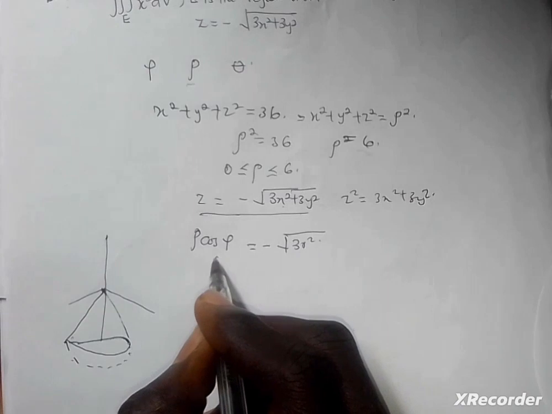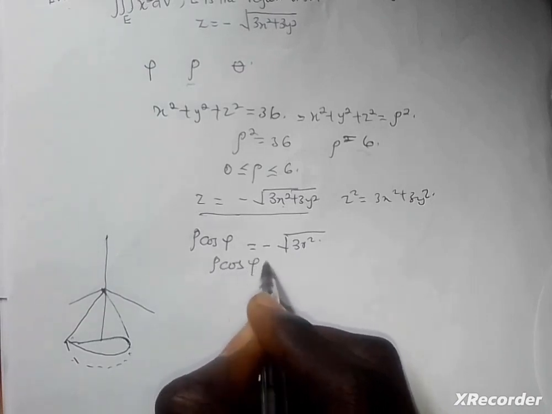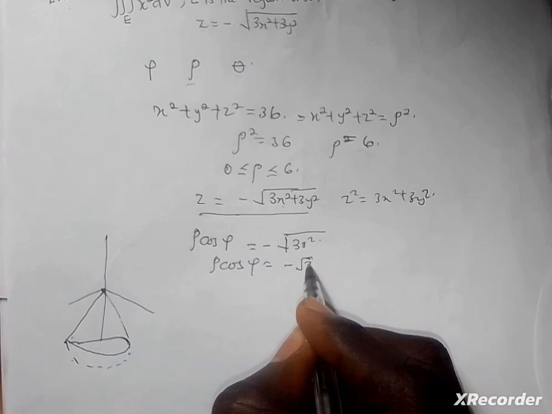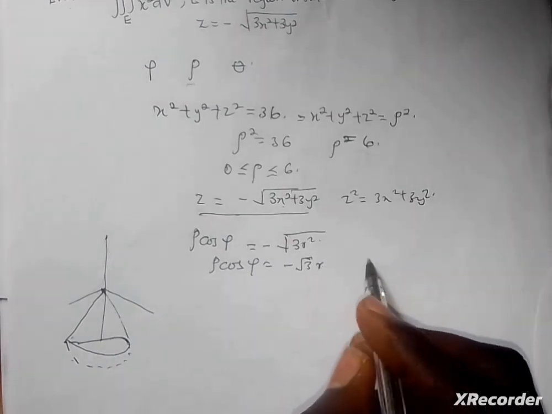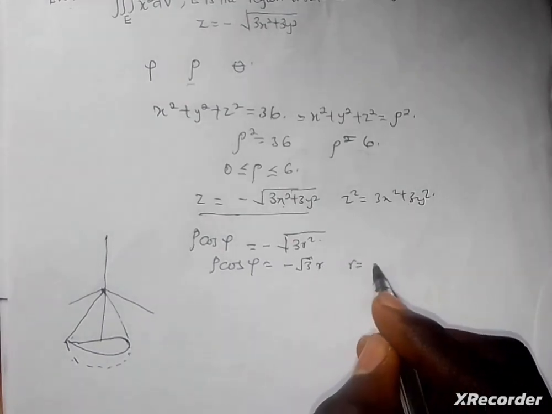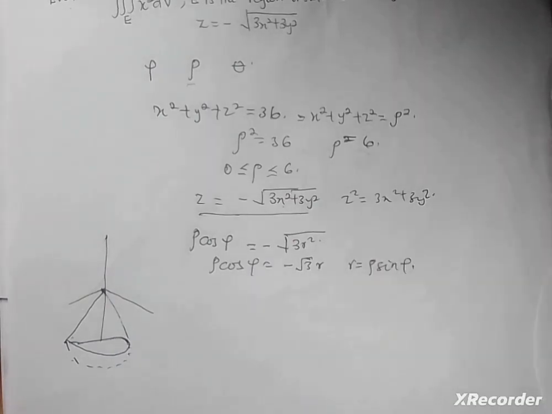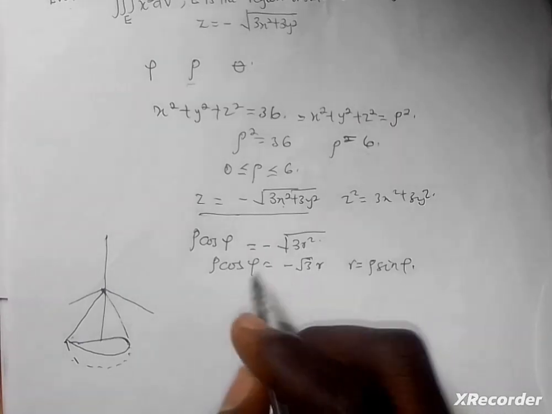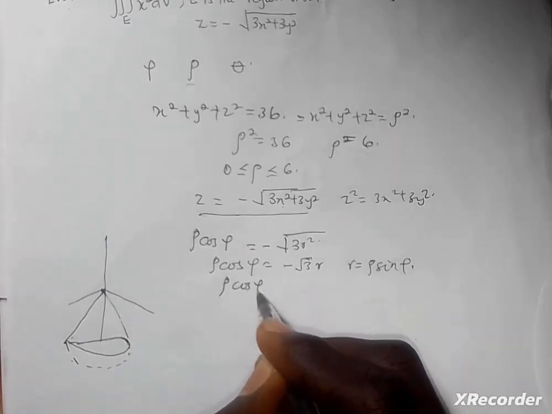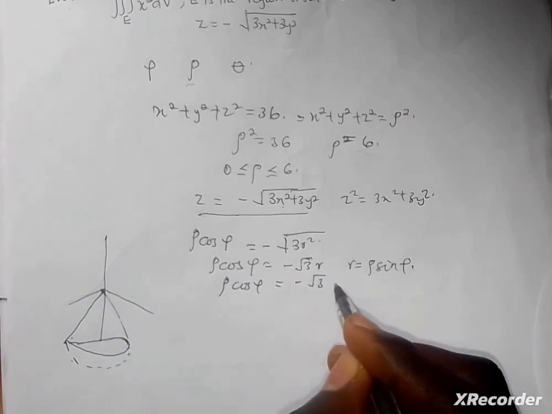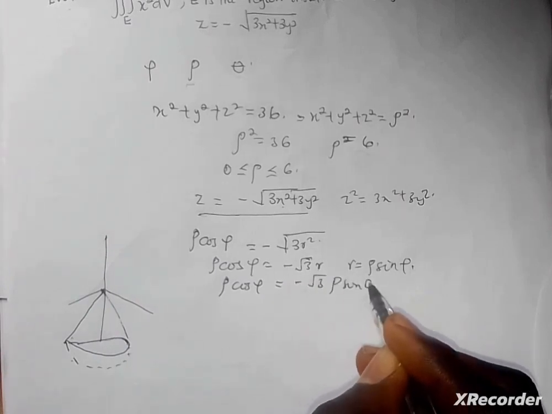When I simplify this, I'll get rho cos phi is equal to negative 3 root 3 r. But this r is the same as rho sine phi in the spherical coordinates. Make sure you understand and know how to convert from polar to cylindrical, then to Cartesian, as well as to spherical, how to go by the conversions. So here I finally have rho cos phi is equal to negative root 3 rho sine phi.